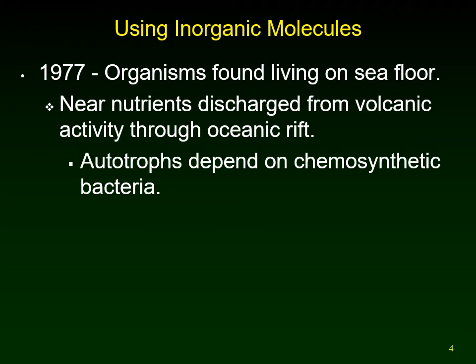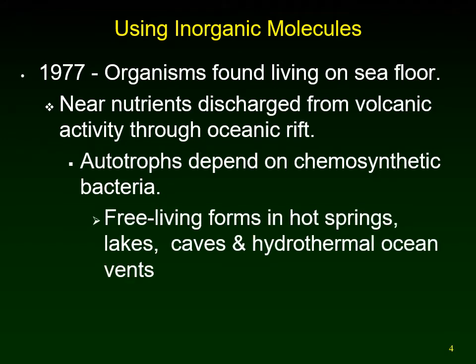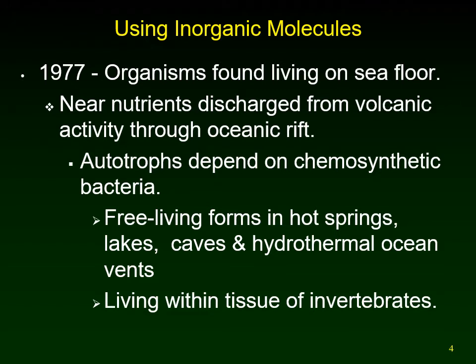And the autotrophs are really dependent on chemosynthetic bacteria. There's chemosynthetic bacteria that are free-living forms that can live in hot springs, they can live in caves, they can live in lakes, they can live in these hydrothermal ocean vents, but there's also ones that are not free-living. They live within the tissue of invertebrates, so they're basically a symbiotic relationship where the invertebrate brings in what the bacteria needs, and the bacteria in return is going to provide oxygen and sugar to the invertebrate.